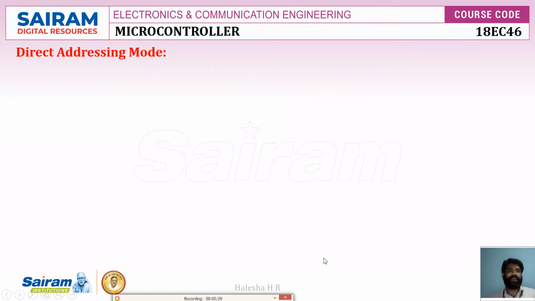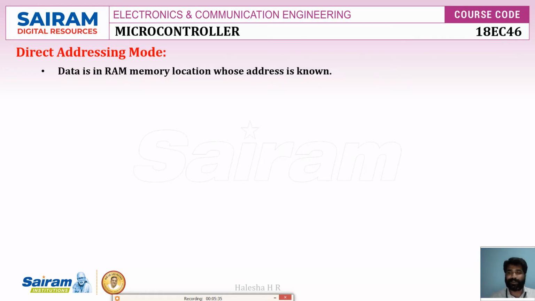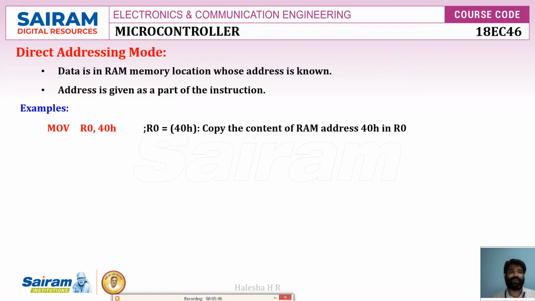Next, we'll see direct addressing mode. As the name tells, the address of the data is known and that is specified as a part of an instruction. Data is in a RAM location whose address is known, and that address is given as a part of an instruction. Let's see an example, MOV R0, 40h. See, if it is preceded with a hash, it becomes data.